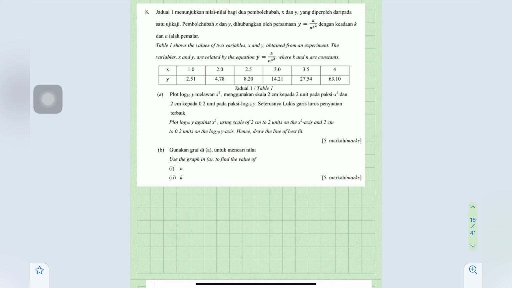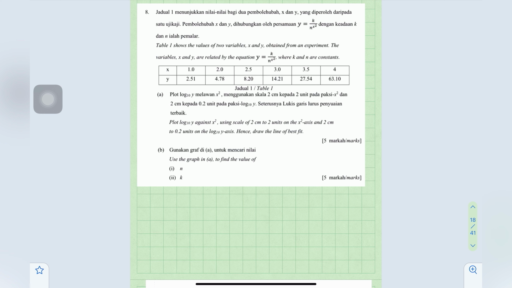Question number 8, table 1 shows the values of two variables x and y obtained from an experiment. The variables x and y are related by the equation y equals k over n power of x squared, where k and n are constants. A. Plot log y base 10 against x squared using scale 2 cm to 2 units on the x squared axis, and 2 cm to 0.2 units on the log y base 10 axis. Hence, draw the line of best fit.